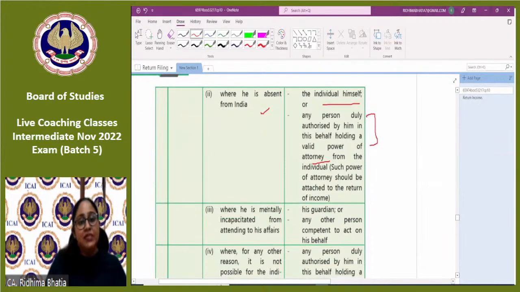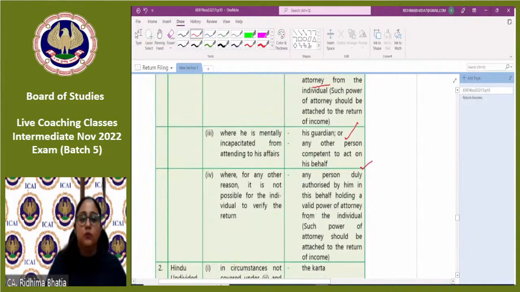If an individual is mentally incapacitated to attend to the affairs, but he has income, his guardian can verify the return, or any person who is competent to act on behalf of this person can verify the return. And if there's any other reason due to which the individual is not able to verify the return, any person on his behalf can verify the return who he has authorized through power of attorney. Okay?